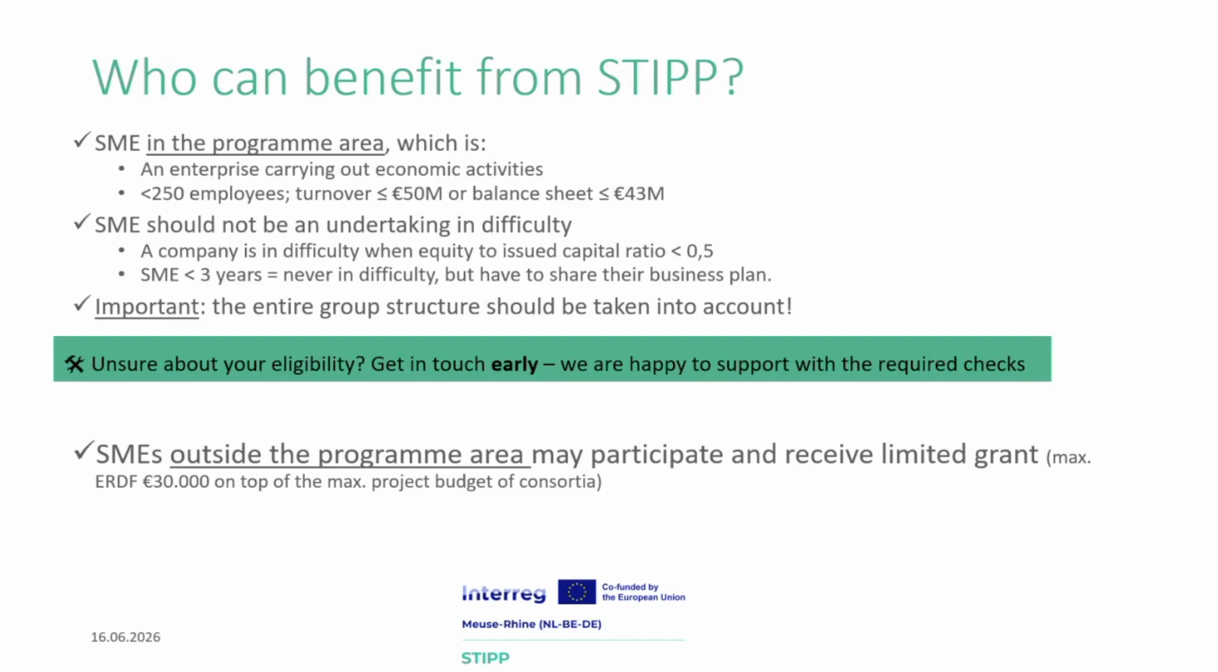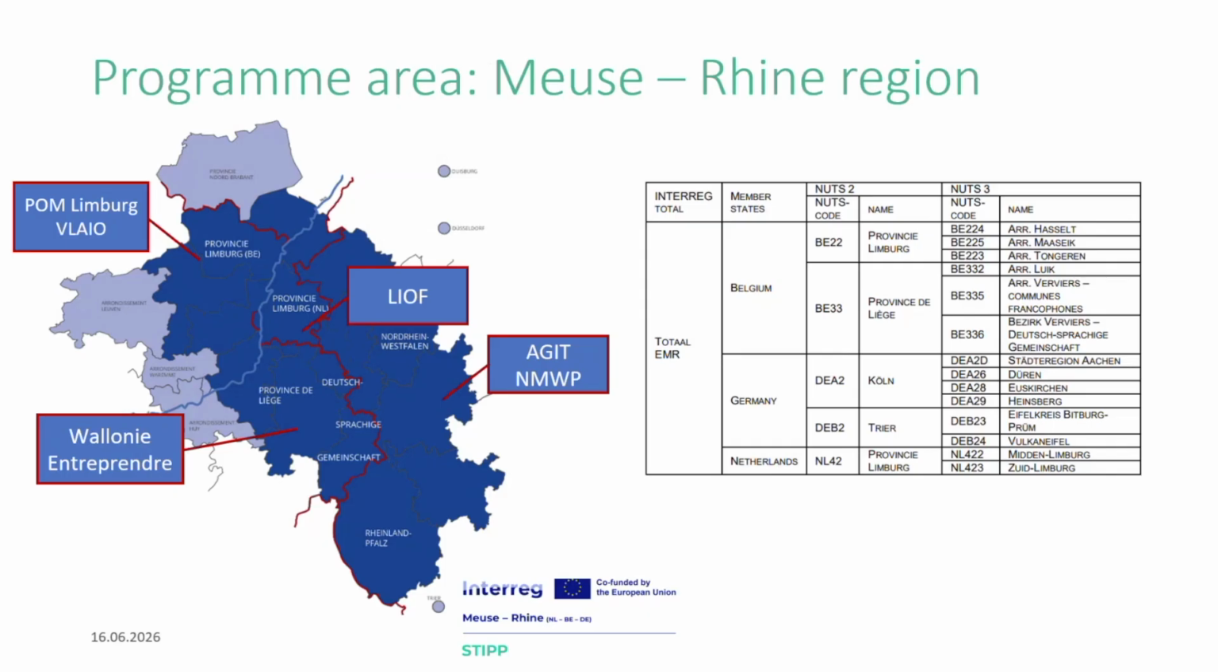So I'm talking about the program area. So what is the program area? The STIPP instrument is an instrument within the Interreg Meuse-Rhine program. And the dark blue area is the region that we are focusing on. So it's 5 regions in 3 countries. It's part of the Limburg in the Netherlands, Limburg in Belgium, part of Wallonia, part of North Rhine-Westphalia, and part of Rheinland-Pfalz.